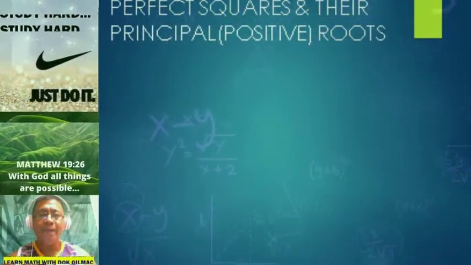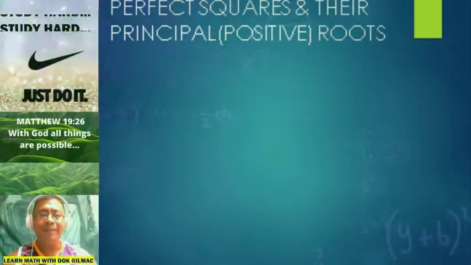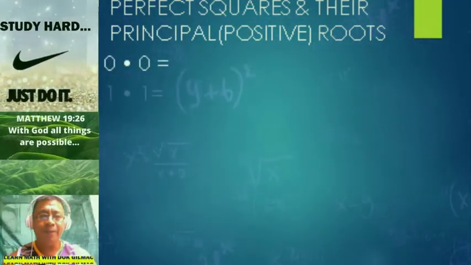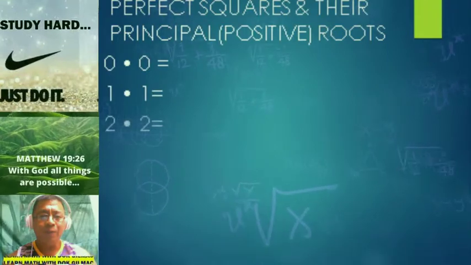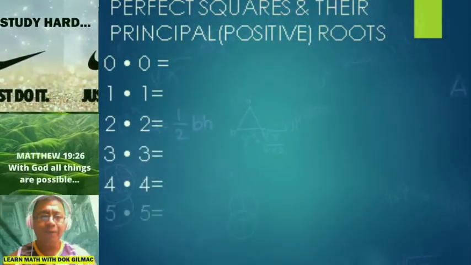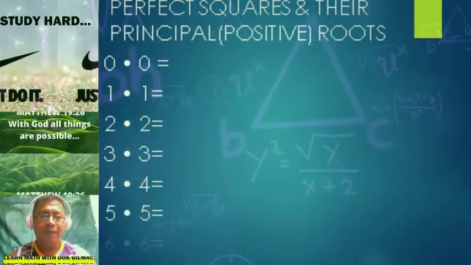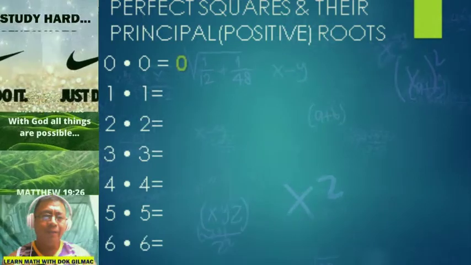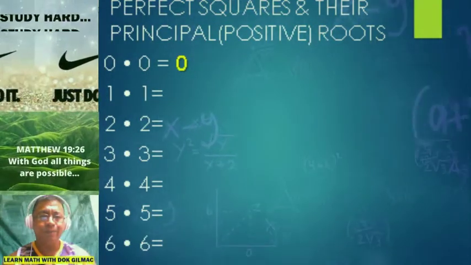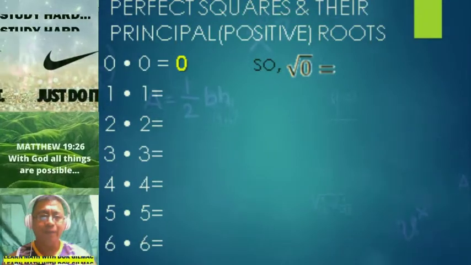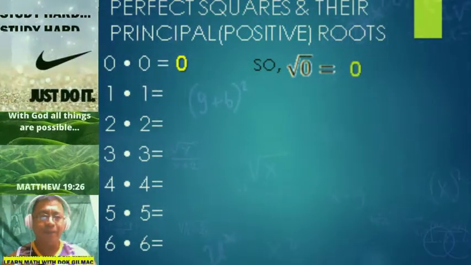Perfect squares and their principal positive roots. 0 times 0, 1 times 1, 2 times 2, 3 times 3, 4 times 4, 5 times 5, and 6 times 6. 0 times 0 is 0. So therefore, the square root of 0 is equal to 0.